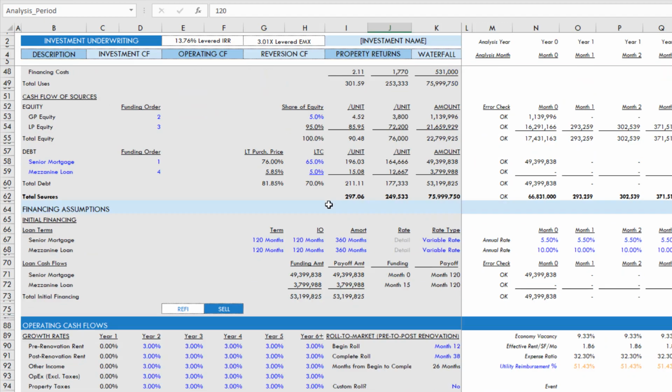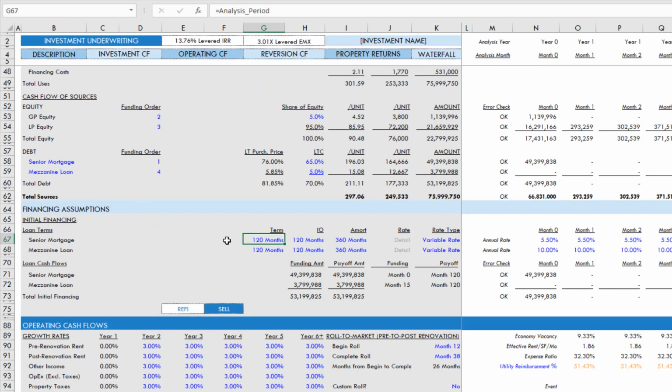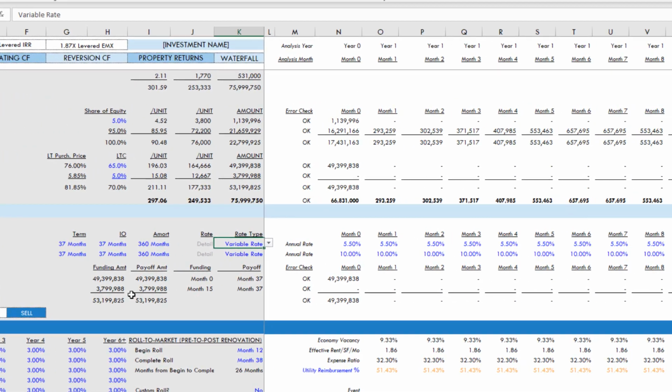As we come down here, by default, the senior loan in our initial capital pays off in month 120, and so does the mezz loan, but we don't want that to happen. We actually want this to pay off in month 37. The IO period is also 37. There's no amort, so that doesn't matter. We then set some rate. Right now it's set to variable, and I'll leave that as variable.